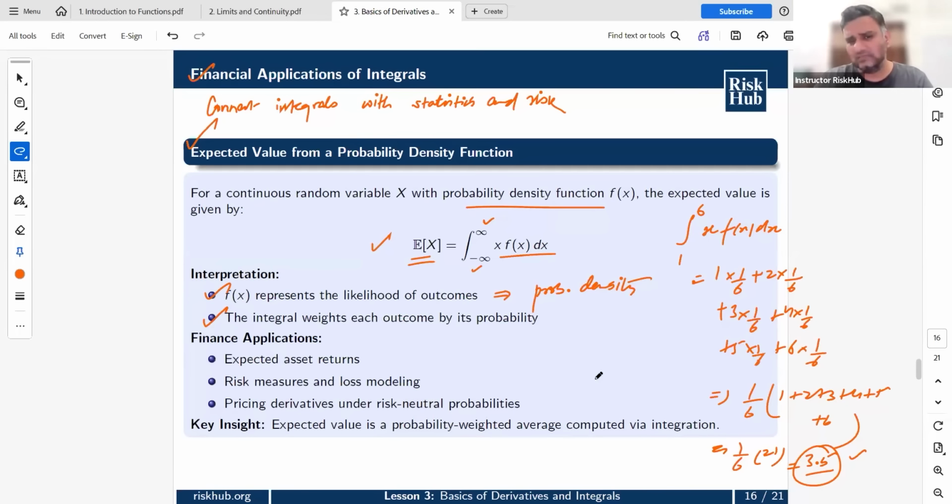So remember that again, x f(x) dx is a definition. You have taken the integral, and you can do it for anything. You have taken a dice example. You can take, suppose, the possible returns are 2%, 5%, 10%.